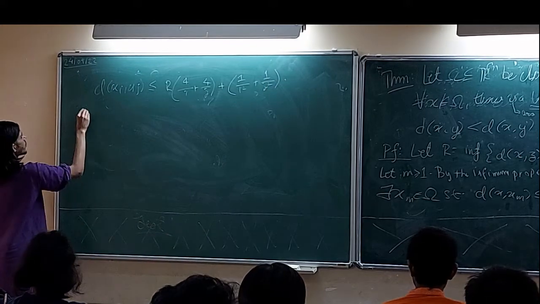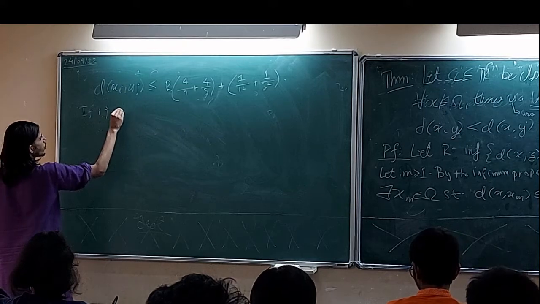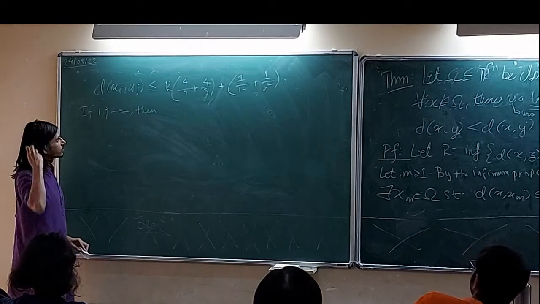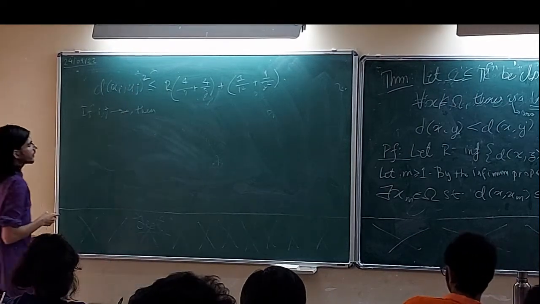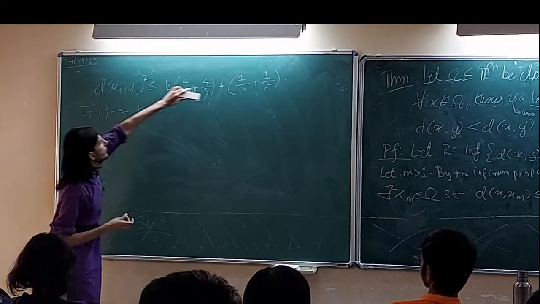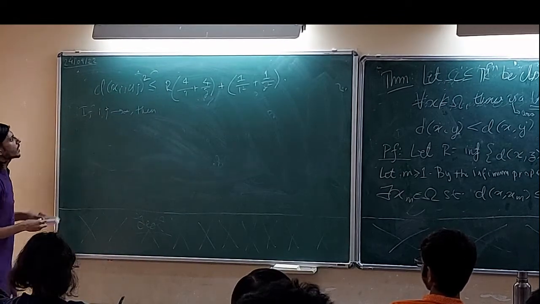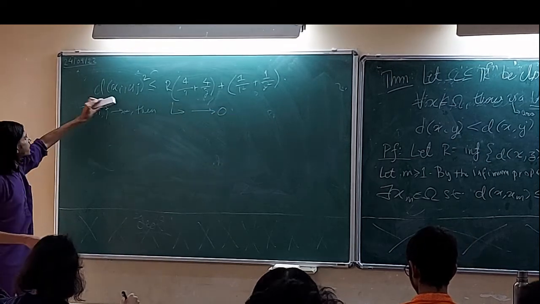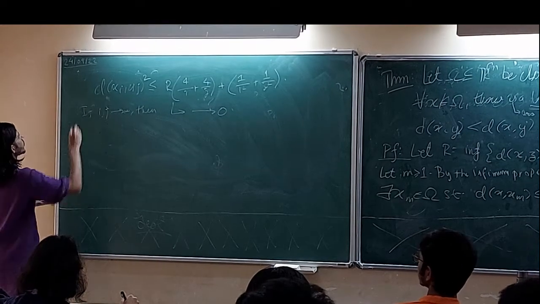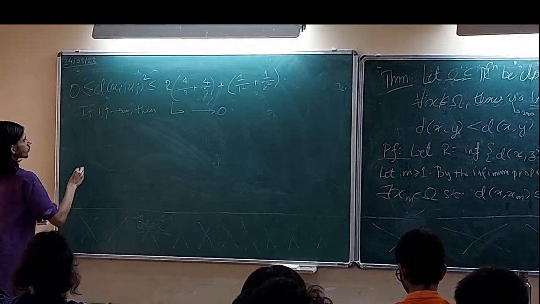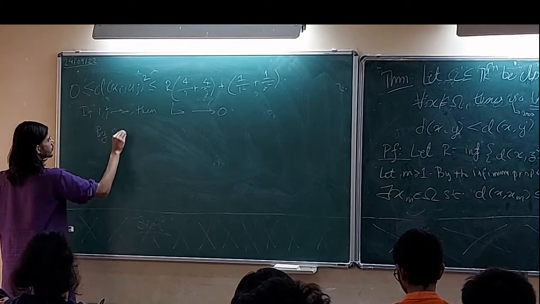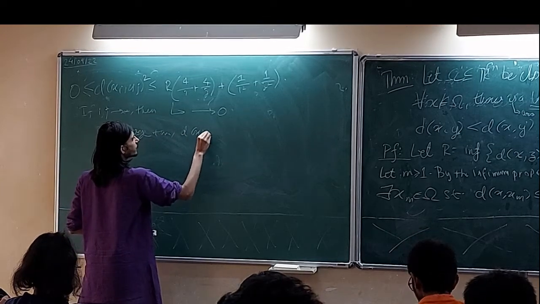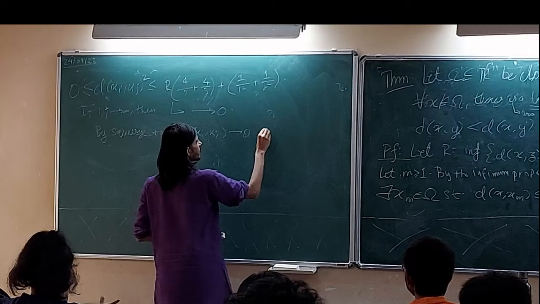And now if i and j go to infinity, sorry? That's d of xi xj squared. Absolutely. So d of xi xj squared is between these guys. If i and j go to infinity, then this guy goes to 0, using the usual epsilon delta arguments. But at the same time, d of xi xj is also non-negative. So by the squeeze theorem, d of xi xj goes to 0, i.e. it's a Cauchy sequence.